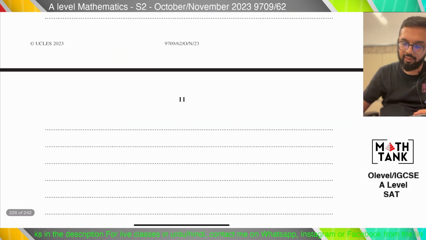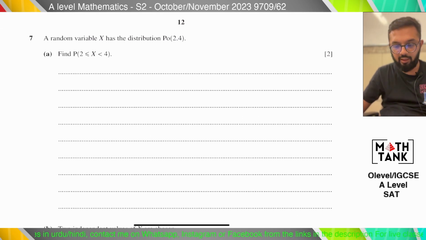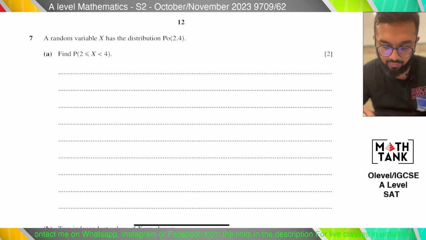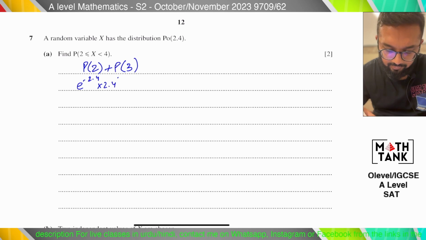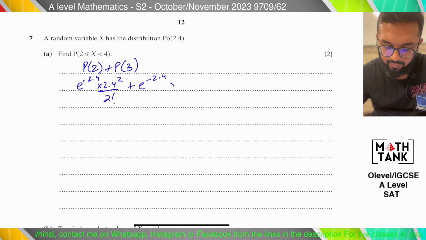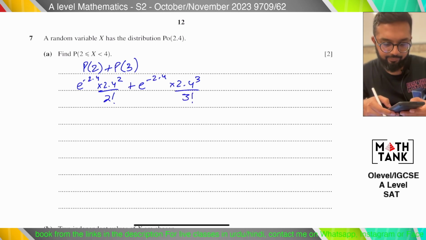Let's see if this has a second part to it. No, it doesn't. I take you to the last question then. A random variable x has the Poisson distribution 2.4. I just want to find the probabilities of 2 and 3. So I think that's simple. Plus e power minus 2.4 into 2.4 cubed over 3 factorial.